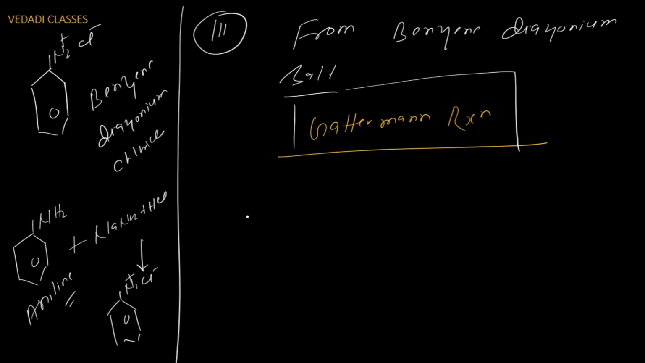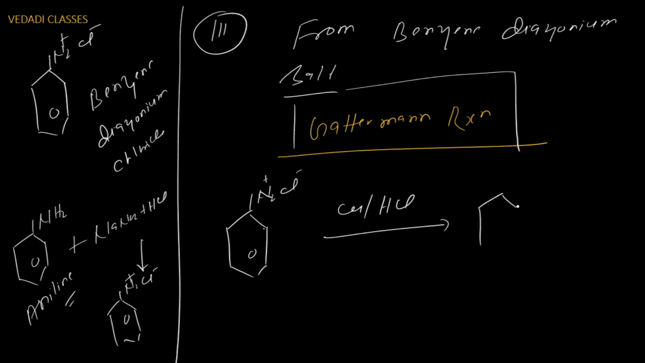The Gattermann reaction states that when benzene diazonium chloride reacts with copper and HCl, then it will form chlorobenzene, and nitrogen is out from here, so nitrogen is removed.